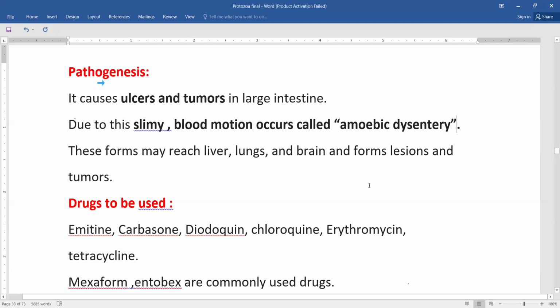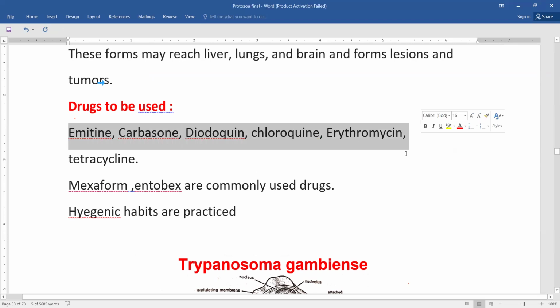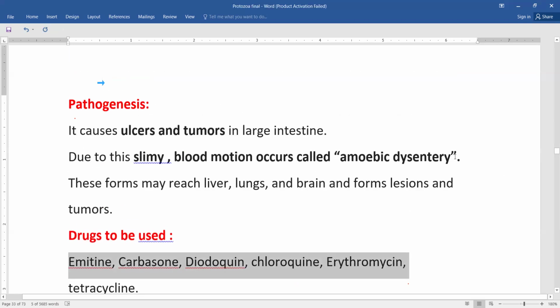pathogenic condition caused by Entamoeba histolytica. These forms may reach the liver, lungs, and brain and form lesions and tumors. Sometimes they may reach the liver, lungs, and brain and form benign tumors or lesions in these organs. Anyway, what are the drugs for the cure of amoebiasis? This is also known as amoebiasis. So remember.